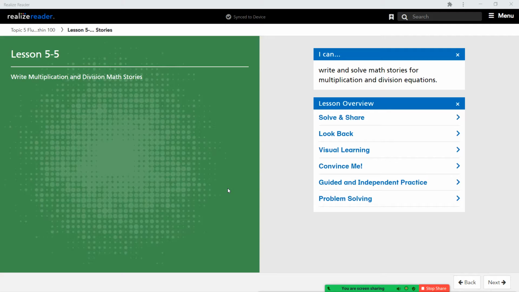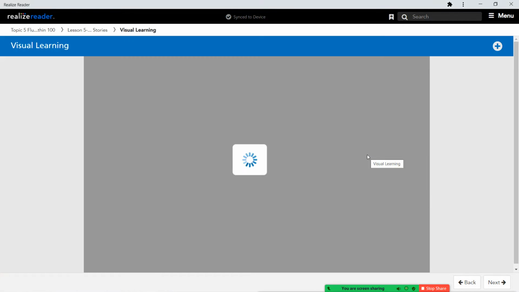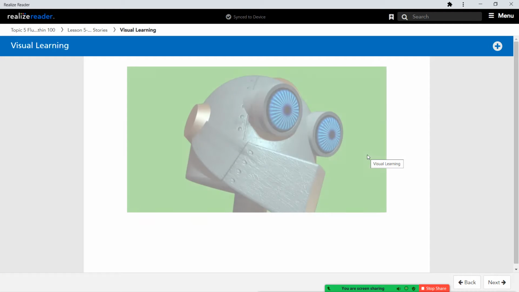In this lesson, we're going to work on how we can write our own multiplication and division math stories. Now, in our last lesson, we talked about how to solve those stories and different clues to help us figure out which kind of story we're dealing with. In this lesson, we're going to write our own. So let's go ahead and watch our short lesson video, and then we're going to get started.